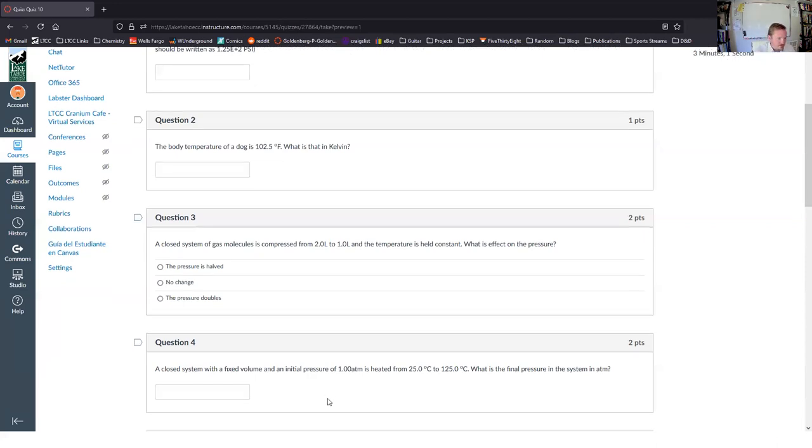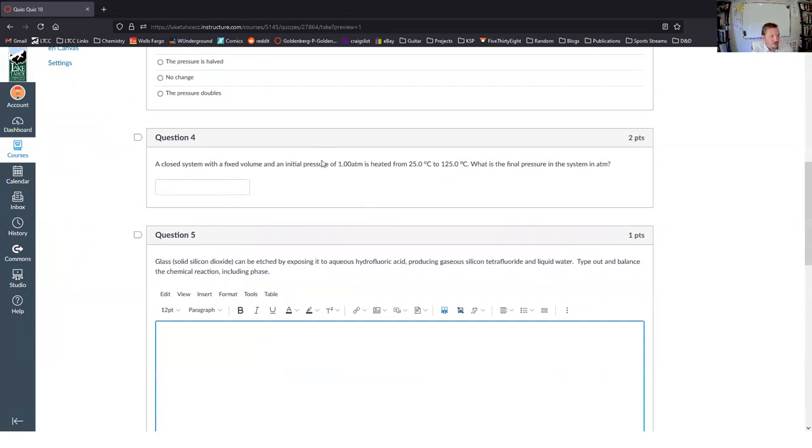Question four, the main thing that I saw people miss on question four was that if you have a fixed volume and an initial pressure and then you're heating it from 25 Celsius to 125 Celsius, we can calculate the final pressure if we use the gas law that has both pressure and temperature in it, which looked like P1 over T1 equals P2 over T2. And you're just going to plug in your initial pressure of 1 atmosphere, your initial temperature, and your final temperature.